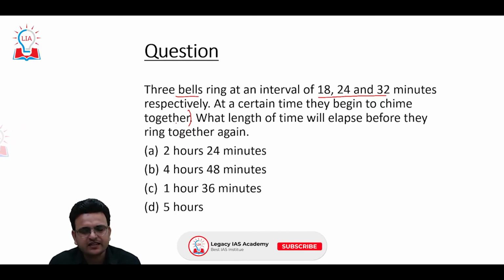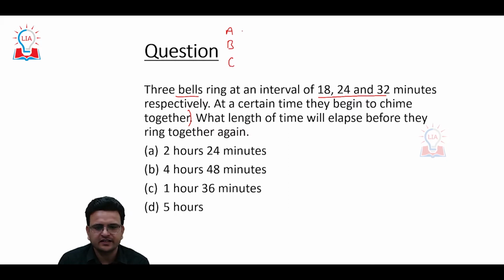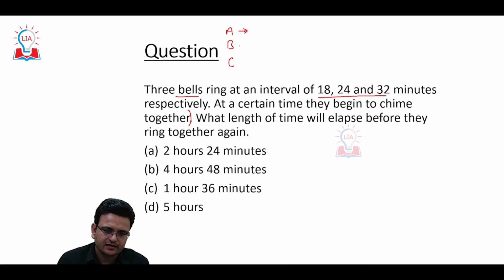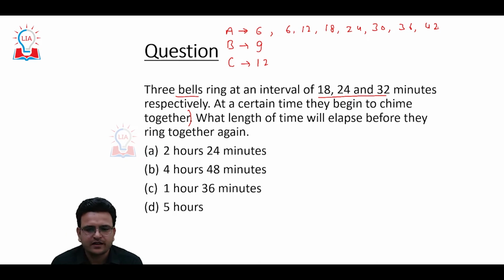To understand this question, I will take smaller values. Consider bell A, bell B and bell C. Bell A rings at an interval of 6, bell B rings at an interval of 9, bell C rings at an interval of 12. So I can say that after 6 minutes again, 12, 18, 24, 30, 36, 42. Okay, first it will start.